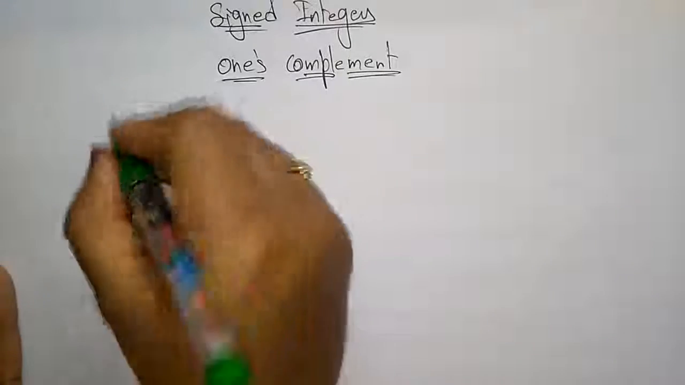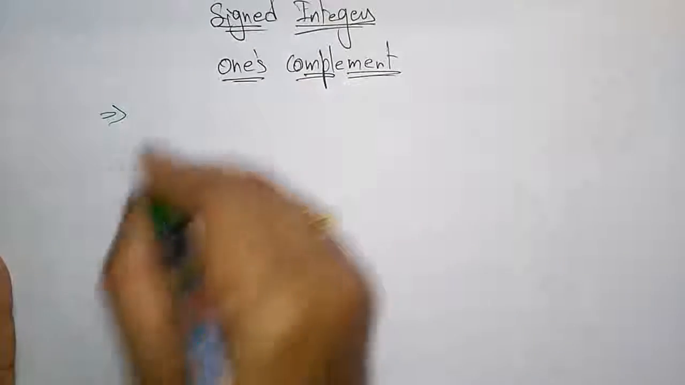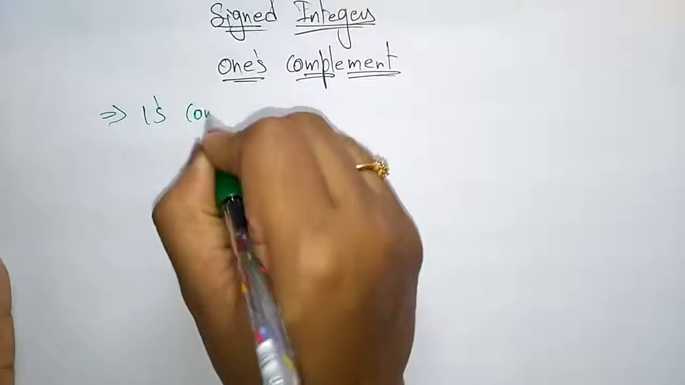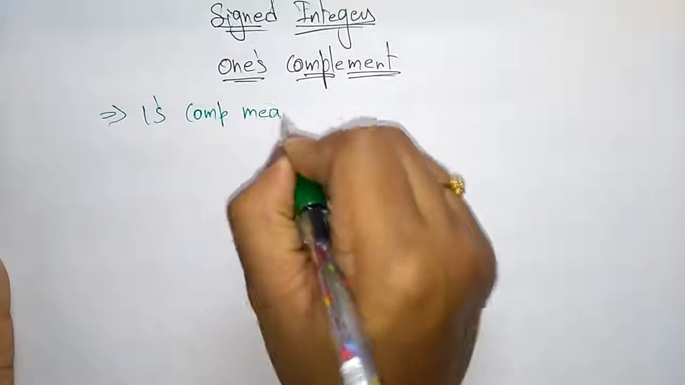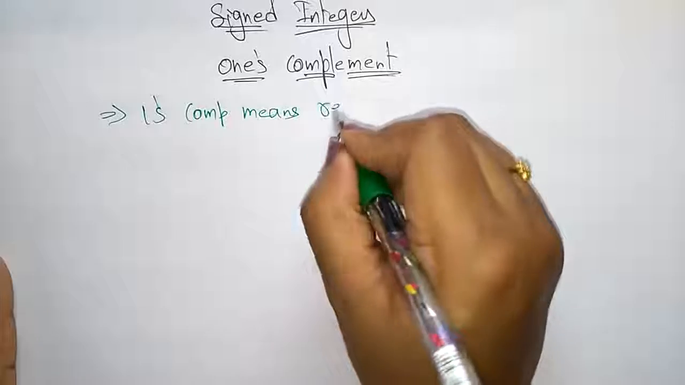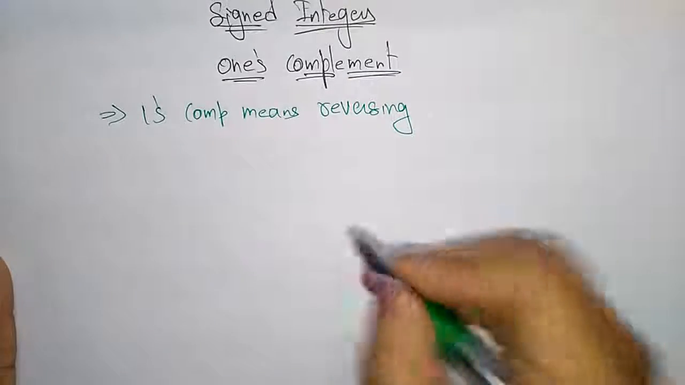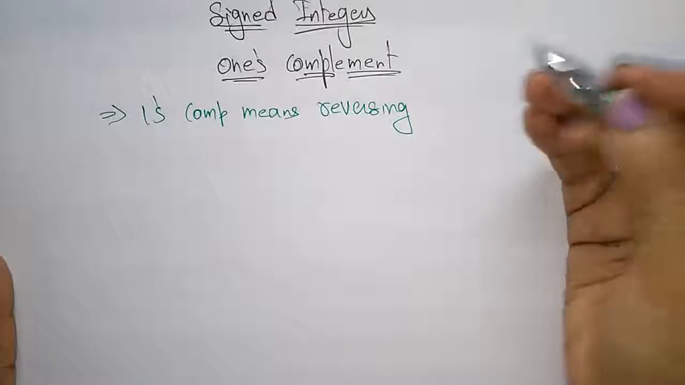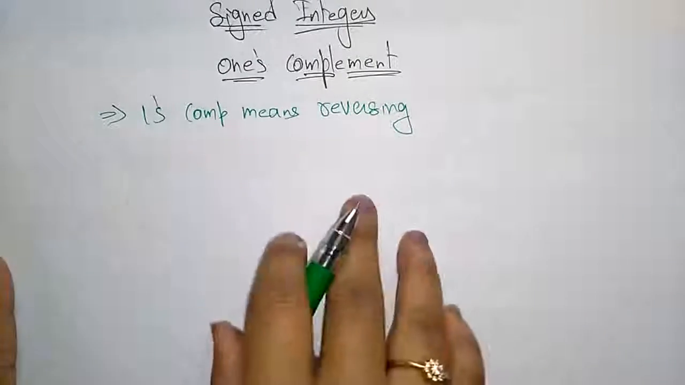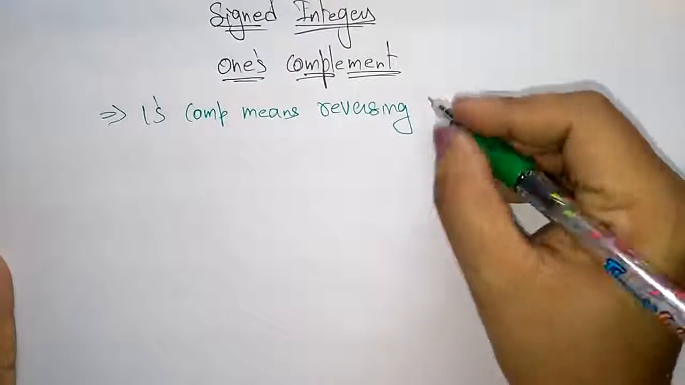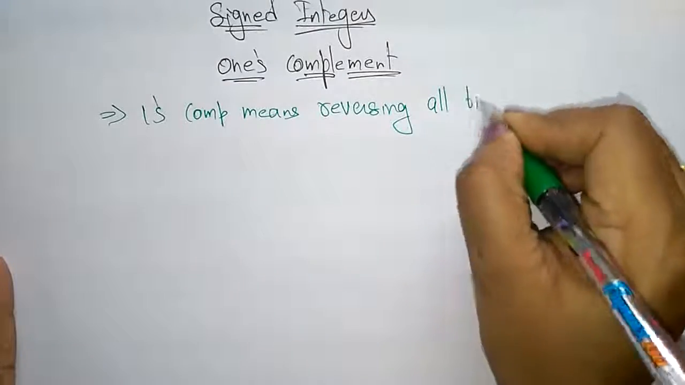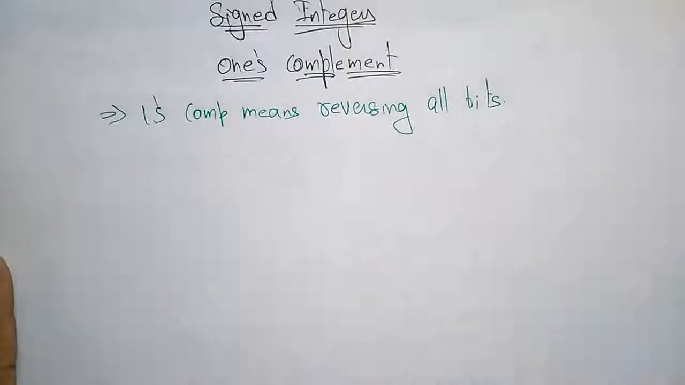Ones complement means just reversing all the bits. If 0 is there, you have to make it 1. If 1 is there, you have to make it 0. Just reverse whatever bits are there. Ones complement is reversing all bits. Positive numbers become negative, negative numbers become positive.